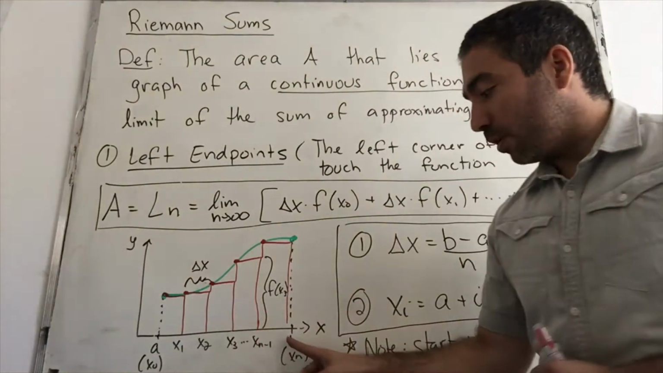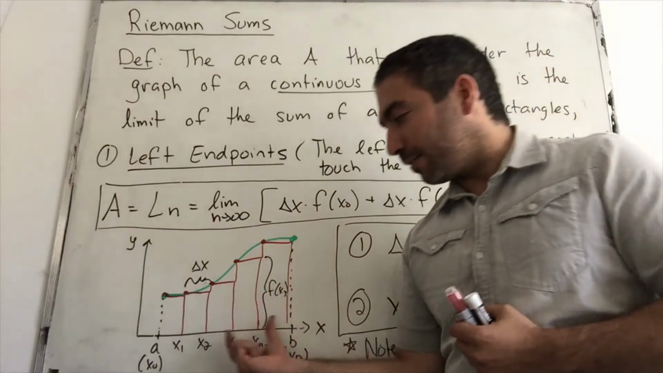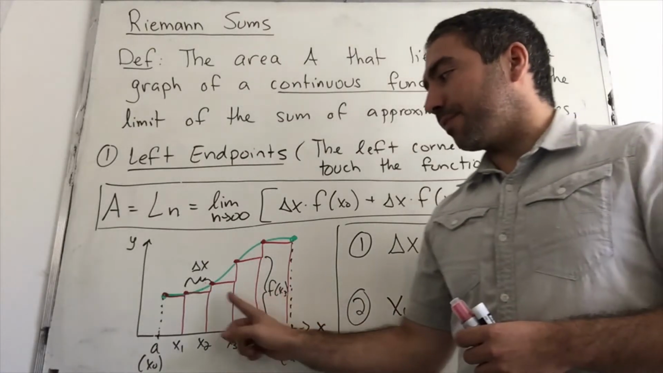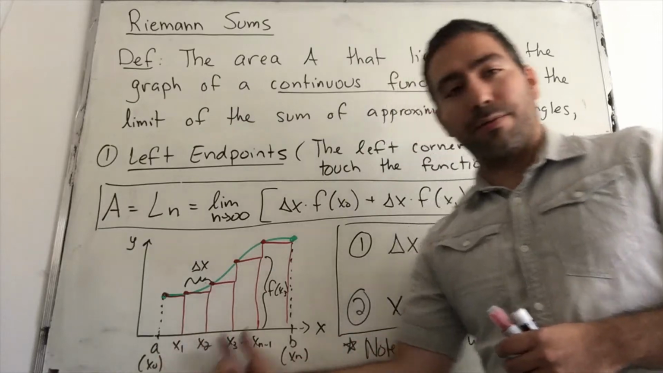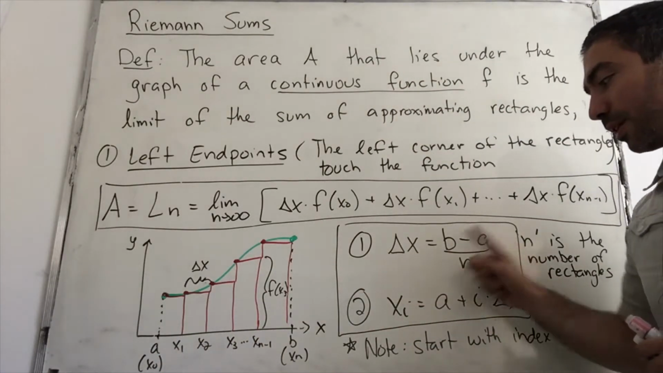How would you do that? Well, you take the largest value and the smallest value and subtract them. That gives you the distance of this interval. So we do b minus a, and then since we have 5 rectangles, we're going to divide it by 5, and that gives us the width of each rectangle. That's delta x. Okay, so this is what the formula is telling us over here.